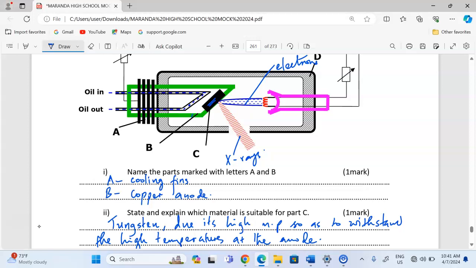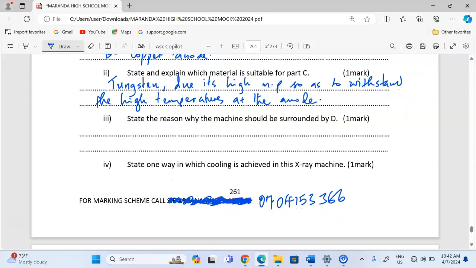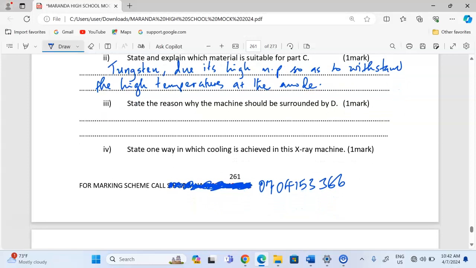We also have oil in and out. We have copper fins. They all enable cooling due to that heat. But again, the material here, which is the exact target for the electrons, should be made of a material with very high melting point so that it doesn't melt easily because the heat is very great.